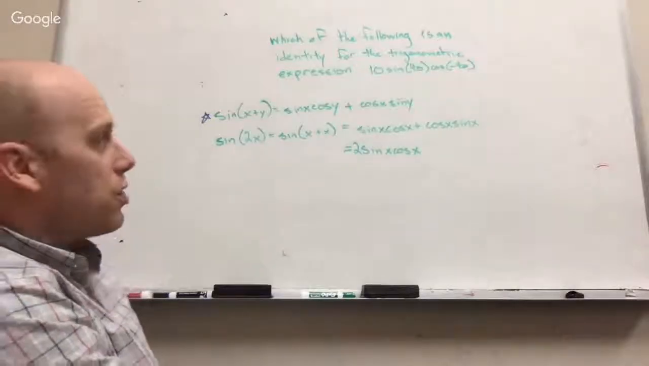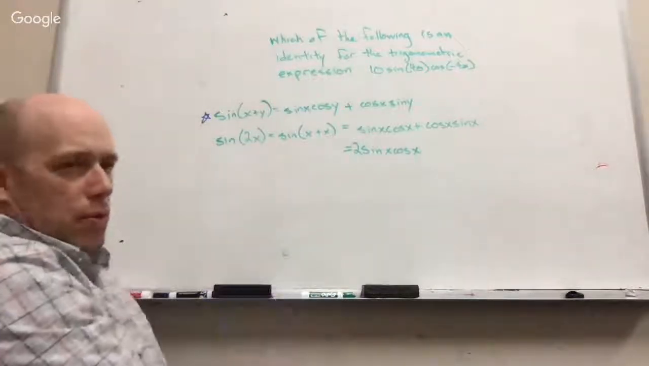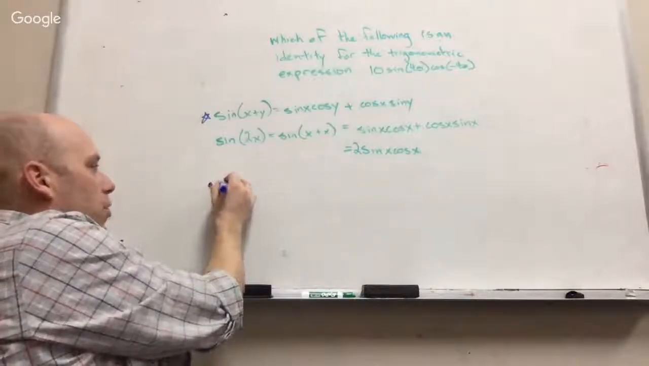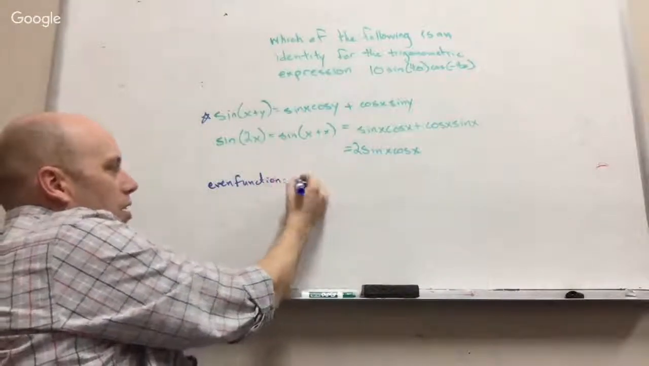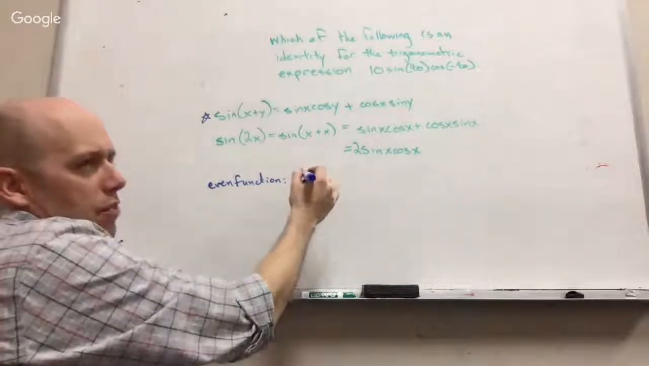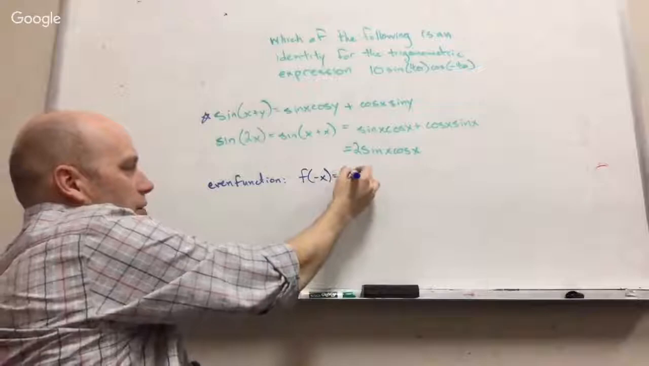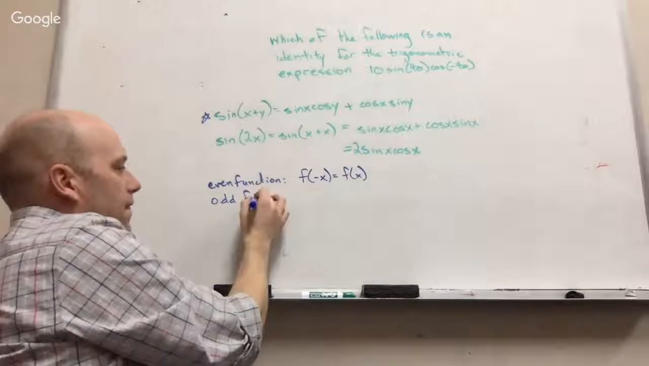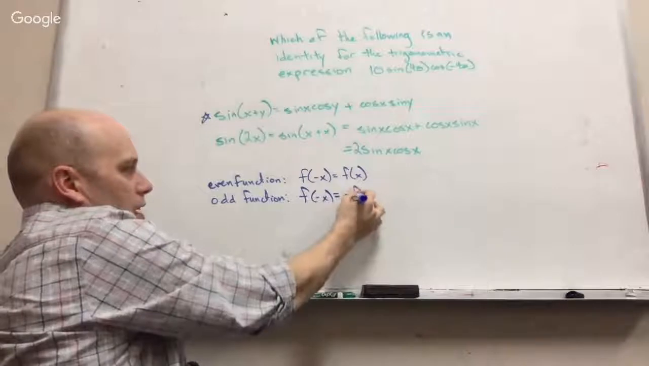So cosine and sine, as far as even and odd go, do you know what I mean when I say an even and odd function? Yeah, sine's the odd function, and cosine's the even function. That's right. So just as a recollection, an even function is where f of the opposite of x is the same as f of x, right? Yeah. And an odd function, we have f of the opposite of x equals the opposite of f of x.